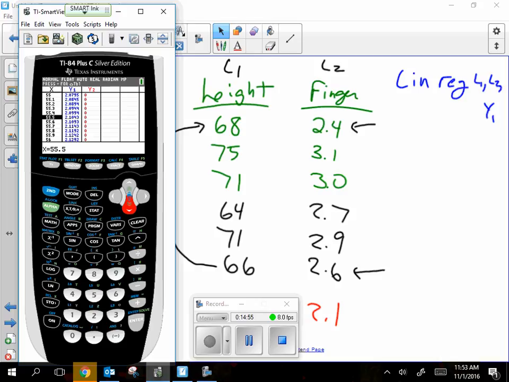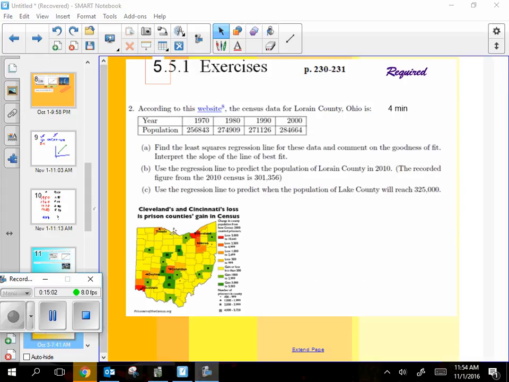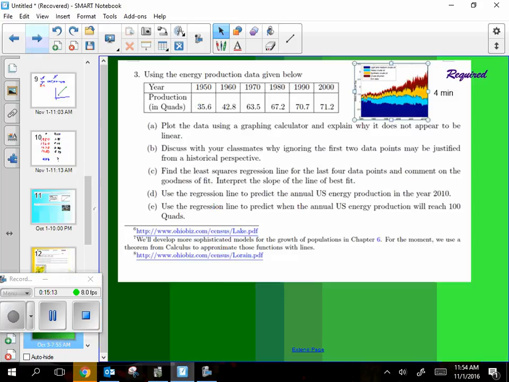Now, your homework for tonight is 2 problems like this. So everybody try to find the homework and where it starts. I'll pause for a second. Okay, so here they are. It's 5.5.1 exercises. And all I want you to do is 2 problems. This one and this one.